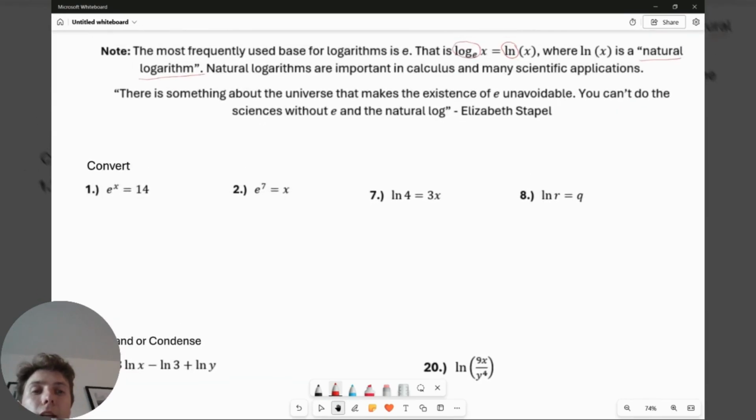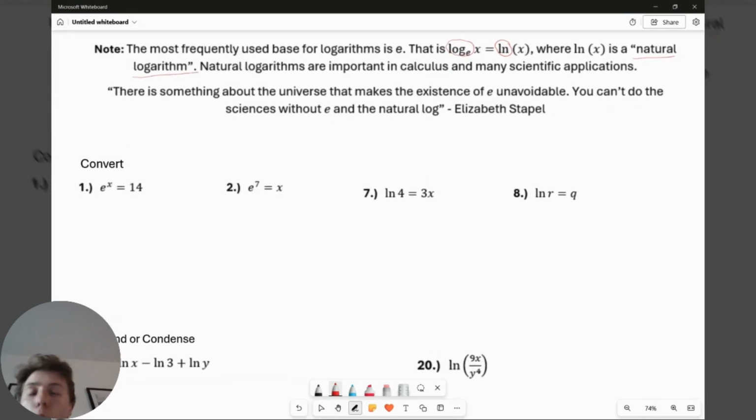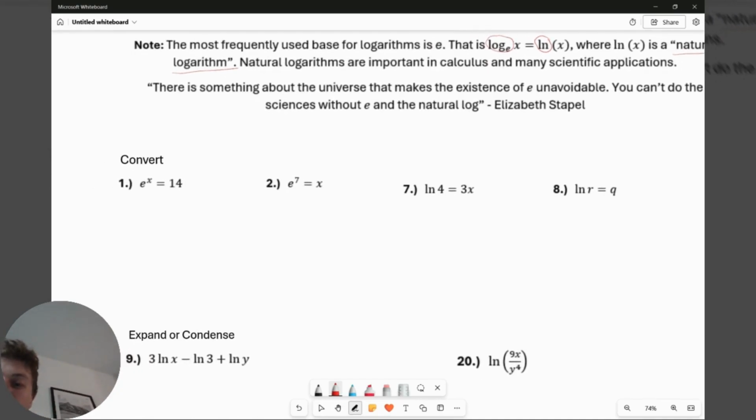Let's go ahead and look at what we can do with natural logs. One thing we did with logs is we converted between forms. We converted between exponential and logarithmic form. Same idea here. I have e in this first problem. So if I want to change this to log form, I would make it log base e. And remember, you switch the other two parts. Identify the base, switch the other two.